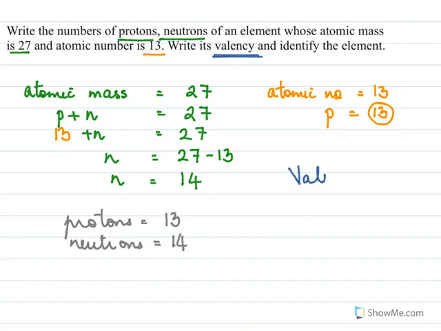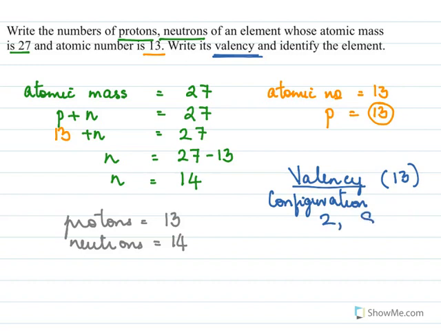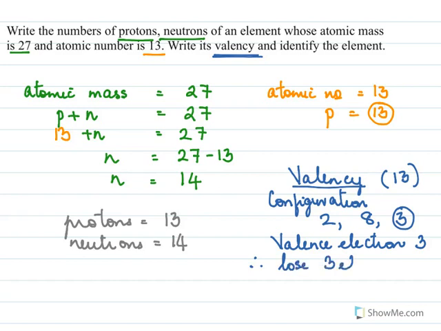Now to find the valency we first have to do electronic configuration. So atomic number here is 13. So configuration will be 2, 8, 3. If you see, valence electrons are 3. So valence electrons 3, unstable. So what it will do, it will lose the 3 electrons. Therefore it will lose 3 electrons to become stable. So valency will be 3.